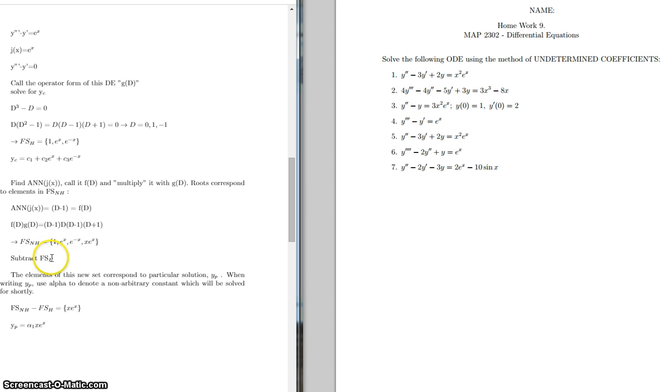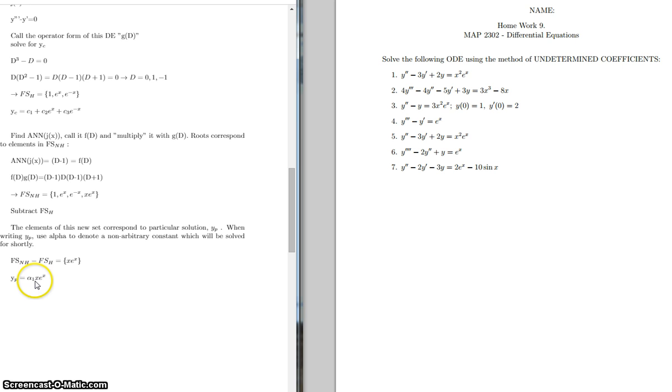Now we're going to subtract fsh from fsnh, and the elements of this new set correspond to the components of our particular solution. When we're writing yp, we're going to use alpha to denote a non-arbitrary constant, just to be very clear that we're doing something different from what we were doing in this previous step up here. We actually are going to solve for this constant shortly, you'll see. So fsnh minus fsh leaves us with x e to the x. Our yp is then alpha 1 x e to the x.